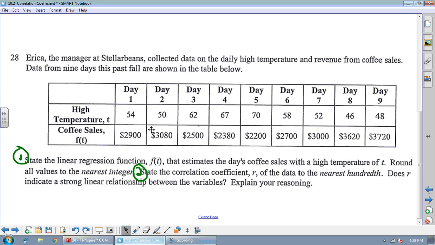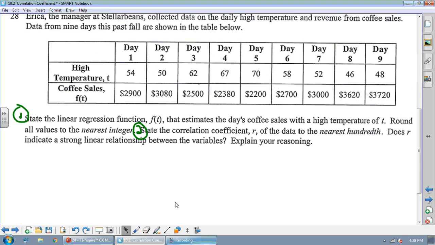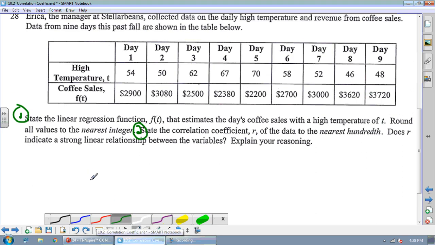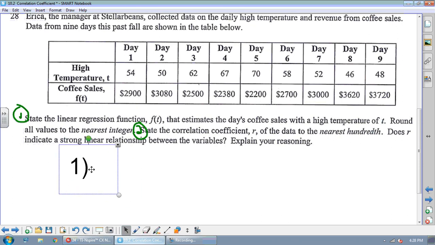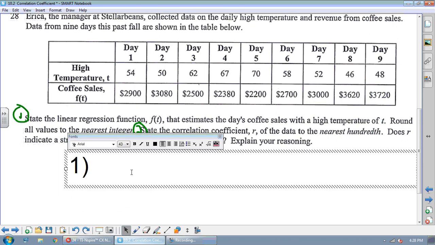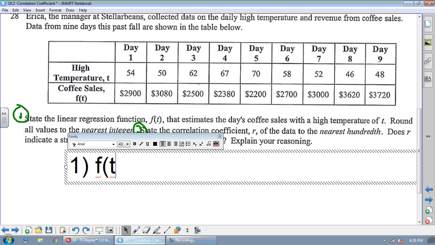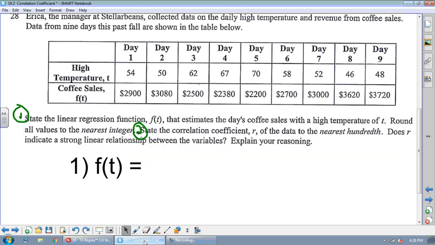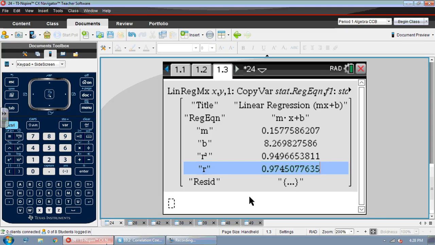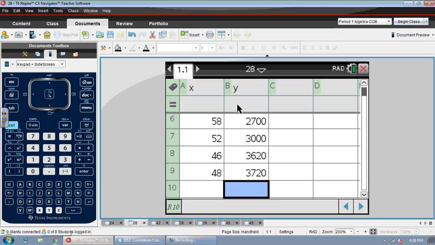So again, we are asked to do a linear regression function, and we are told that we must use f of t to start off our function. So I might as well start this off. This will be the answer for number 1. Again, this is a 4-point question because there's 2 parts. My answer is going to say f of t equals, so I'll get that started. Remember, t has to be the variable. So this is question 28.